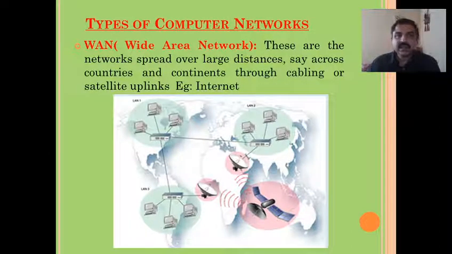Next, wide area network or WAN. These are the networks spread over large distances, say across countries and continents, through cabling or satellite uplinks, through cables and satellites and other devices. So the networks over a large distance are interconnected, that we call a wide area network. So the internet is the largest WAN.